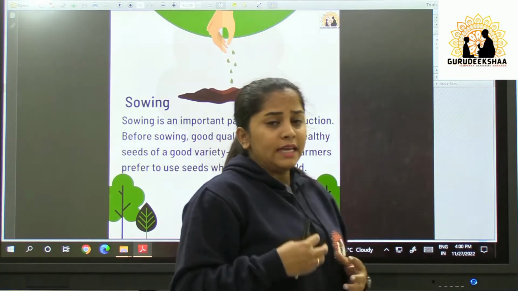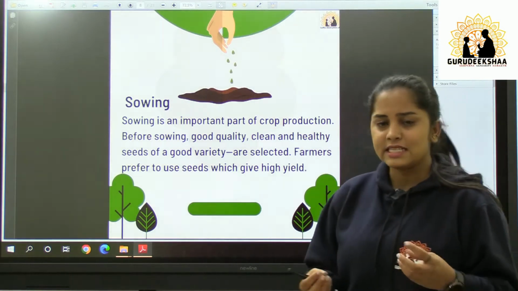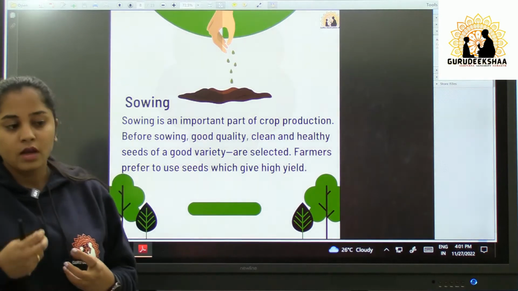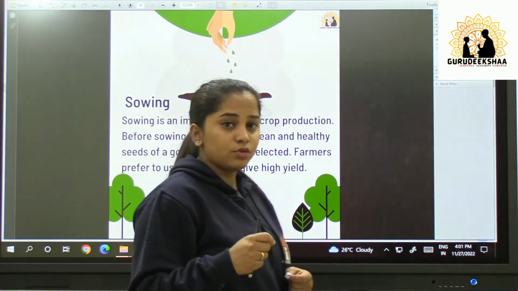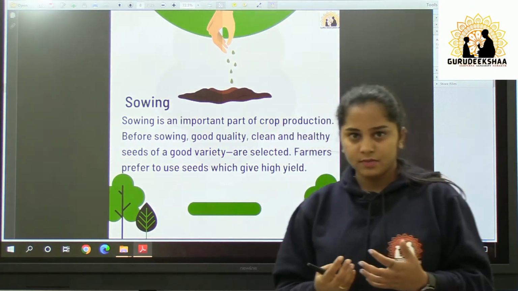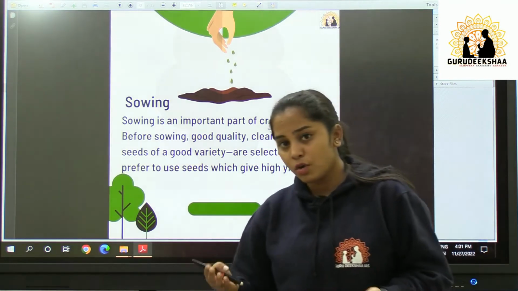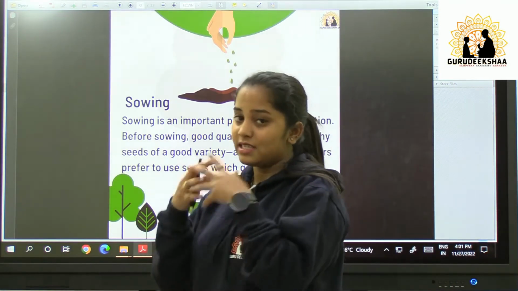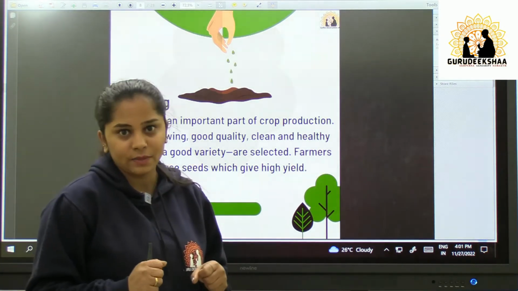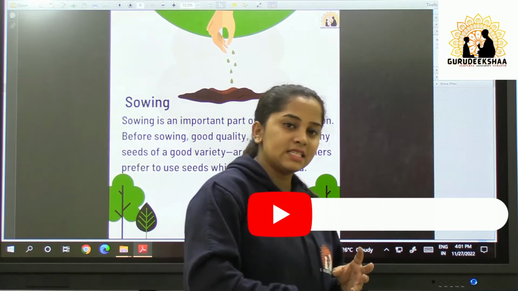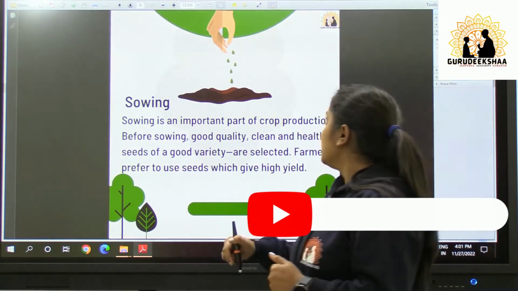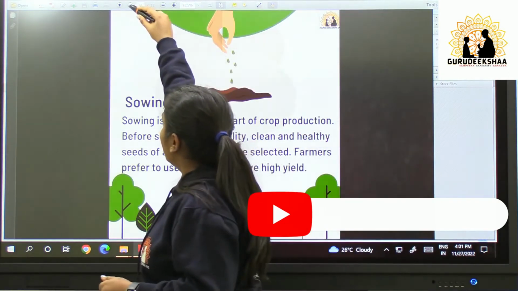So how do we see whether it is good quality or bad quality? Only by seeing we cannot know, right? So in ancient times they used to put these seeds into water. The seeds which float on the water are of bad quality. The seeds which go deep inside the water are of good quality. Then those seeds were taken out from the water and used for sowing. So these things have to be known again.